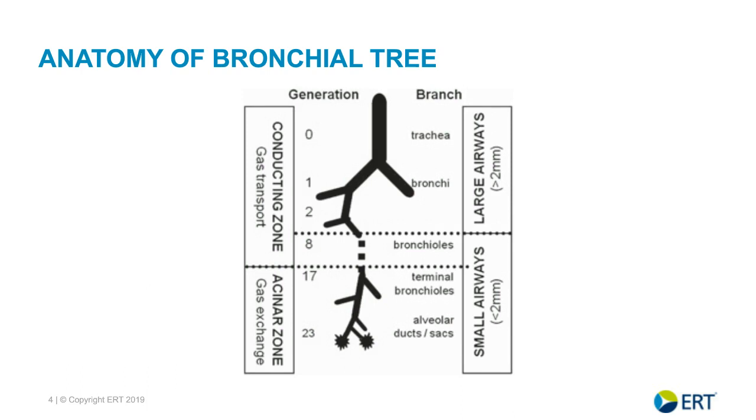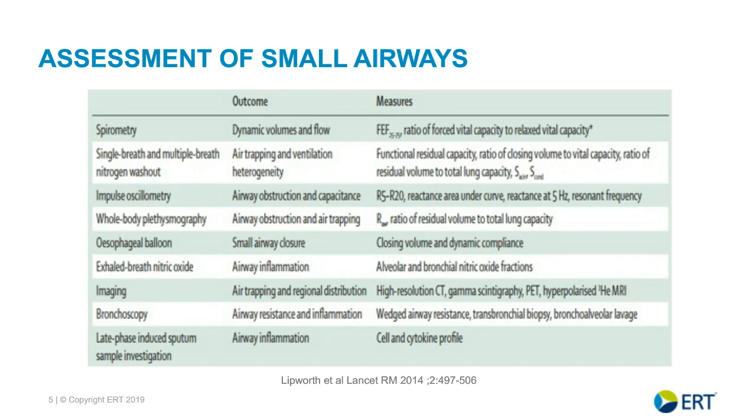Now, how do we assess the small airways? This is a table from a review which you can read at your leisure in the Lancet Respiratory Medicine, which I published in 2014, which I would commend to you. Of course, we have good old-fashioned spirometry. Spirometry measures dynamic lung volumes and forced expiratory flow, and you can ascertain the forced expiratory flow between 25 and 75% of forced vital capacity, the FEF 25-75, and that is thought to represent expiratory-dependent closure of the small airways. But the problem with that technique is it's rather variable, and crucially, it's dependent on volume.